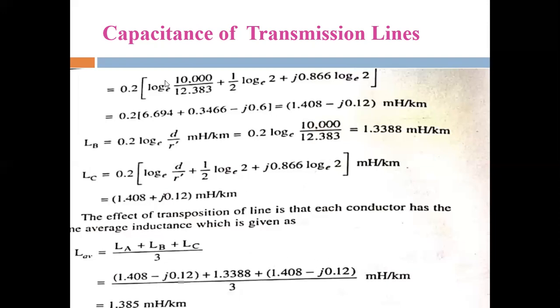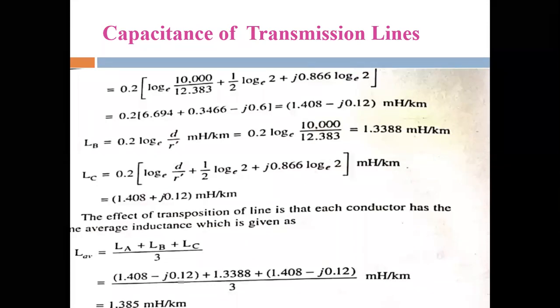Substitute the LA, LB, LC values in this equation, then we obtain 1.385 millihenry per kilometer. This is the total overall average inductance, that is the L average, equal to 1.385 millihenry per kilometer.